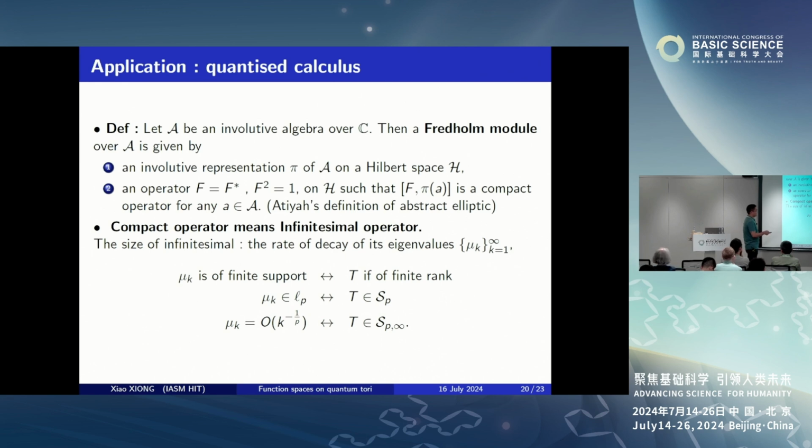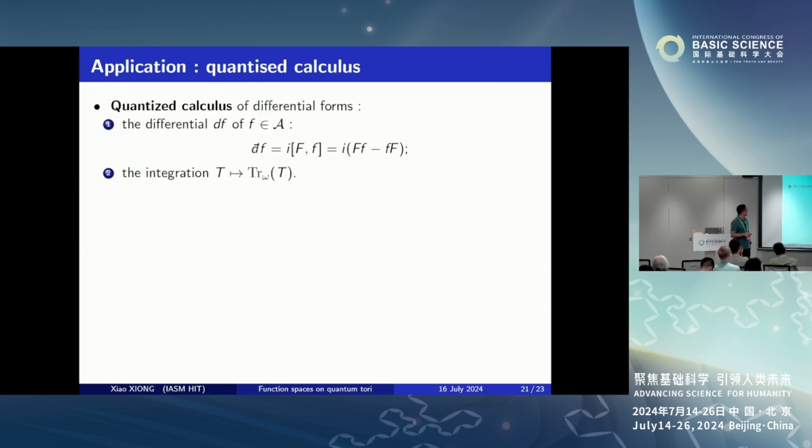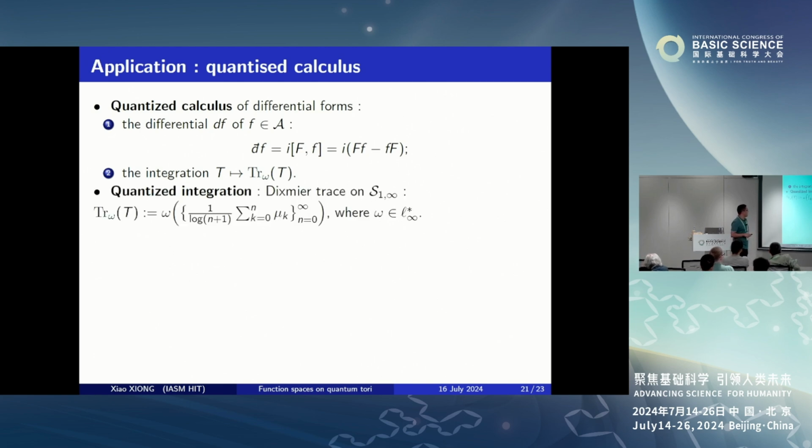We don't even have to know about this, but we just keep in mind that we are talking about the size. We are talking about the size of the compact operator. Okay, this is the setting. So then the quantized differential is the derivative. It is the commutator of this abstract elliptic operator with the element in the algebra. And the integration is given by the Dixmier trace.